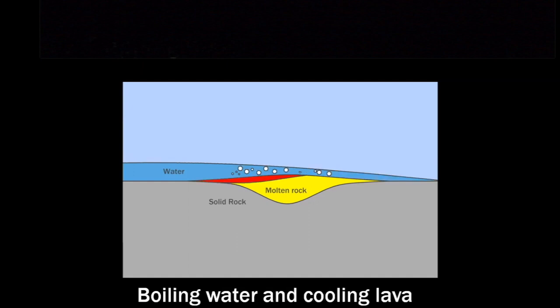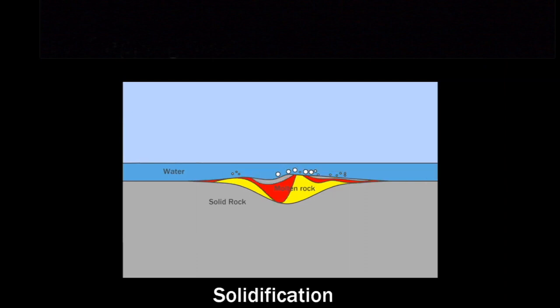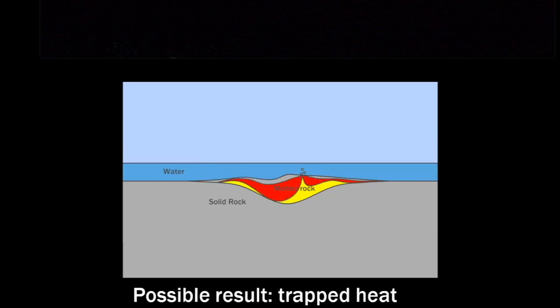So the water then starts to boil at some point and the lava is starting to cool down. The lava sinks slowly, causing some places where hot rock goes upward. And after a while a solid layer forms on top of this molten rock, and then eventually we would have a situation where a solid layer isolates the hot molten rock from the water. So we'd end up with trapped heat and still a lot of water on top.